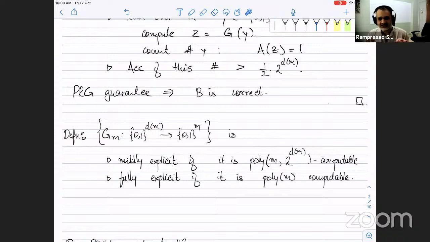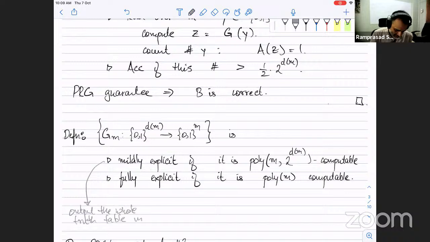And hopefully this reminds you of something very similar to our definition of expander graphs, where mildly explicit is like saying that you're asking it to output the whole truth table in poly time. And the truth table itself is of length 2 power D times M. So I'm letting you run in polynomial time in the truth table length. Whereas fully explicit is like saying, I don't care about the entire truth table. I care about computing G on a specific seed.